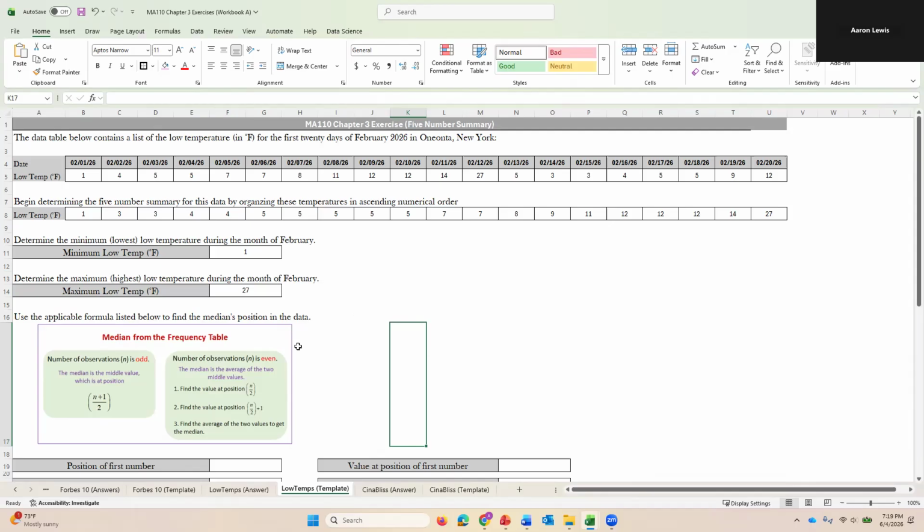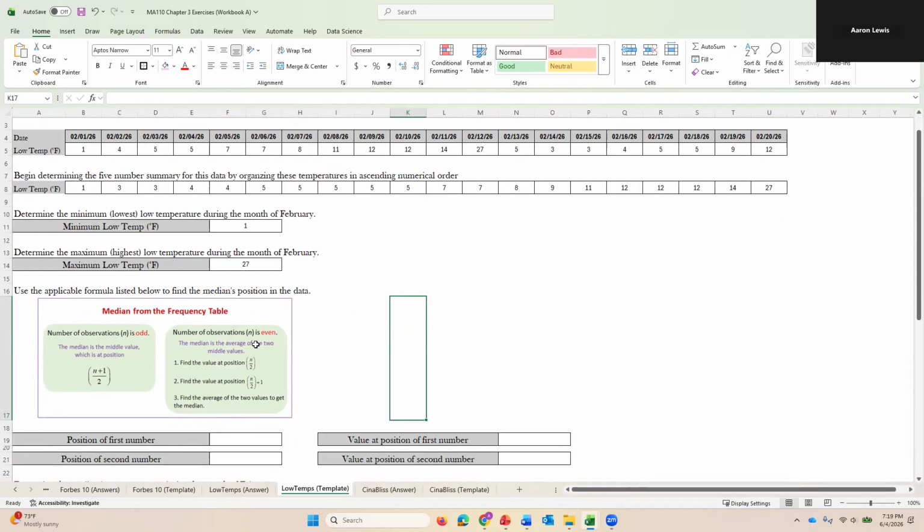So let's start off over here. I'm going to use this formula right here, n divided by 2. So the position of the first number, we have 20 days in our data, is equal to 20 divided by 2, and that's 10. The position of the second number would be n divided by 2 plus 1. Well, if n divided by 2 we just found was 10, n divided by 2 plus 1 is just going to be 11.